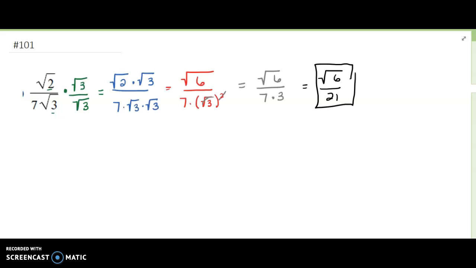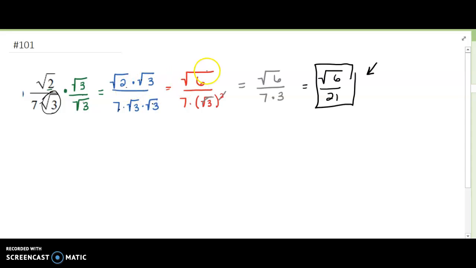All right, if you did it correctly, you should have gotten 6 square root of 21. Okay, so what I did is these have no common factors, so I just have to multiply it, and it didn't simplify neither. So I just had to multiply both the numerator and the denominator by the square root of 3. Okay, so when I do that, I get square root of 2 times square root of 3 over 7 times square root of 3 times square root of 3.